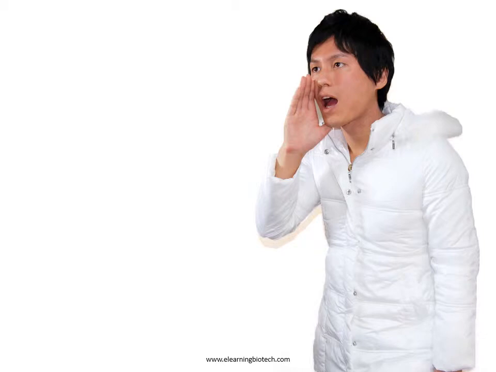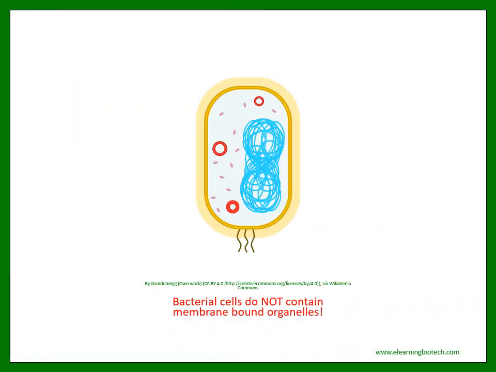Now, watch out. There is one single big difference between eukaryotic cells and bacteria that you need to remember. As you can see on the sketch, bacterial cells do not contain membrane-bound organelles, which means no nucleus and no mitochondrions. The blue structure is the bacterial chromosome. The violet structures are ribosomes, and the red circles are plasmids.